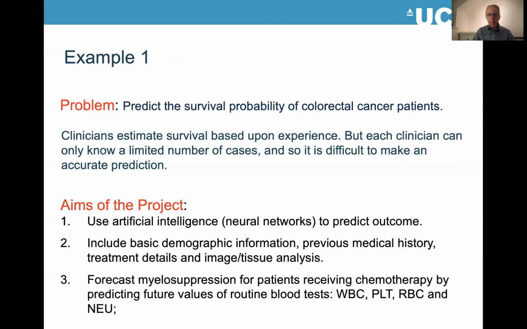Overall aims: use a neural network-based approach to predict cancer outcomes, and then include different types of information about the patient in a multivariable approach, and look at different outputs that we might want to achieve. For example, things that are very specific to this particular cohort and the treatment that they receive.